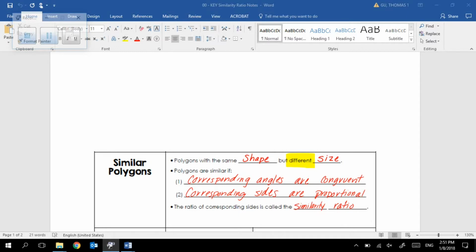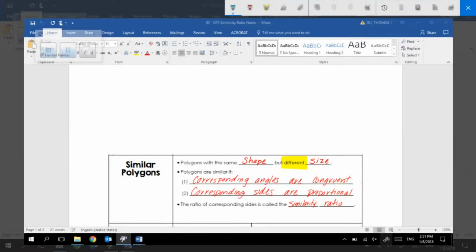First off, we're going to start with similar polygons. And look at that, we've already got it all written out for you. So let's read it together. Similar polygons, what does that even mean? Polygons with the same shape but different size are similar polygons. For example, look at this. This is a similar polygon because they have the same shape. They're both triangles, but they're different sizes.